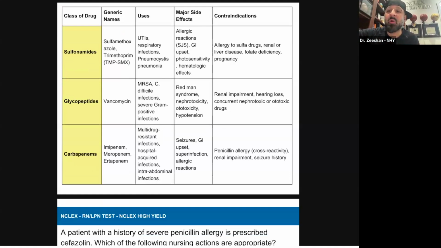And the last one is the big guns, okay? You will rarely see these ones, but if somebody's on them, just know that we pulled out the big guns. This is like setting off an atomic bomb in your body of medication. So imipenem, meropenem, these are carbapenems. And these are the ones that you'll see. Typically, you're going to see these in the hospital. So you've got multi-drug resistant infections.